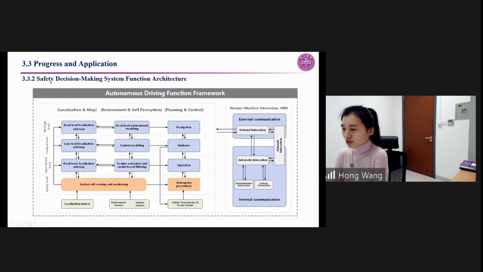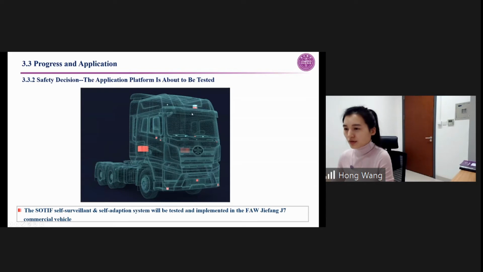And how to implement it: if we want to implement this self-surveillance and self-adaptation system, we have to modify the autonomous driving function framework. This is the modified autonomous driving function we developed in a project with Dongfeng FAW. We insert the system self-sensing, monitoring, and emergency function into this framework. At this moment, we are trying to implement the sensors and the computation unit into this vehicle. This is the test vehicle from FAW, where we try to implement our self-surveillance and self-adaptive system.